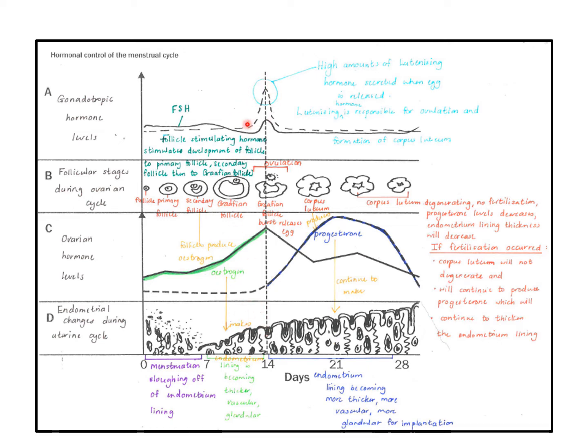Now, on the 14th day, we know ovulation will take place, which is when the Graafian follicle will burst, releasing the ovum. And the remains of the Graafian follicle will now form the corpus luteum, which will produce progesterone. Progesterone will carry on making the endometrium lining thicker, more vascular, and more glandular for implantation. So here we can see the link of FSH and estrogen. In the question we're only going to be talking about FSH and estrogen. We don't need to talk about progesterone at all because there's no corpus luteum and no luteinizing hormone being mentioned.